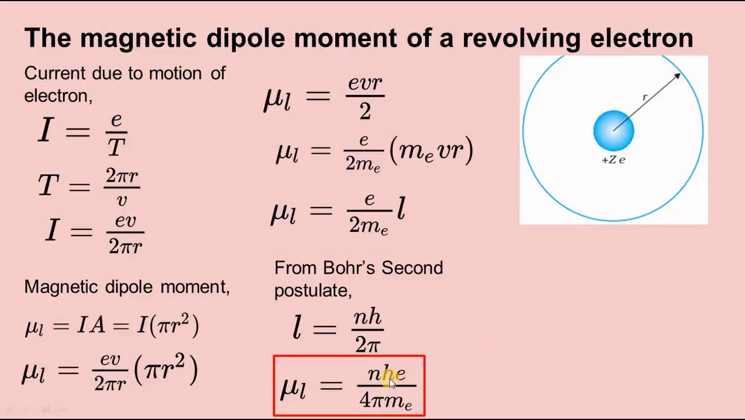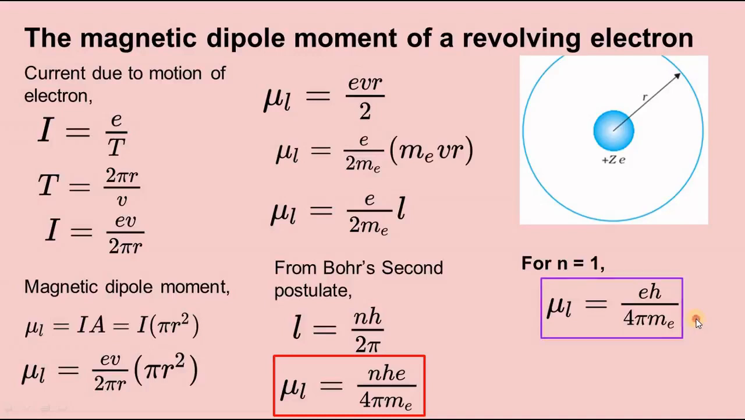Here h is called Planck's constant. Now for an electron in the first orbit, we know that n is equal to 1. So substituting, we get μ_L is equal to eh by 4π m_e. This value is called Bohr magneton, and Bohr magneton is the smallest value of magnetic dipole moment for an electron in an orbit. The value of Bohr magneton is 9.27 × 10^-24 ampere meter square.